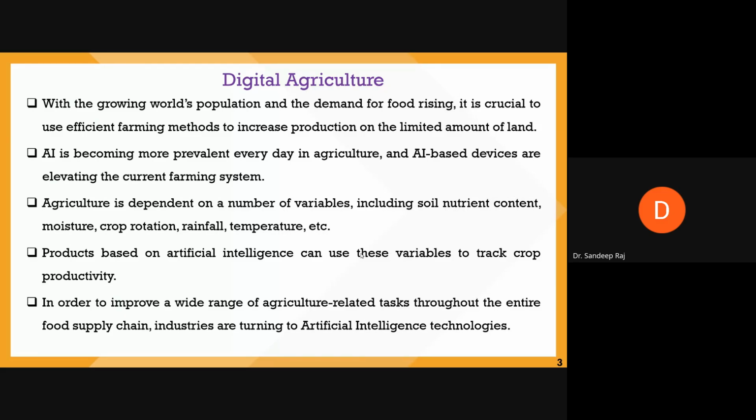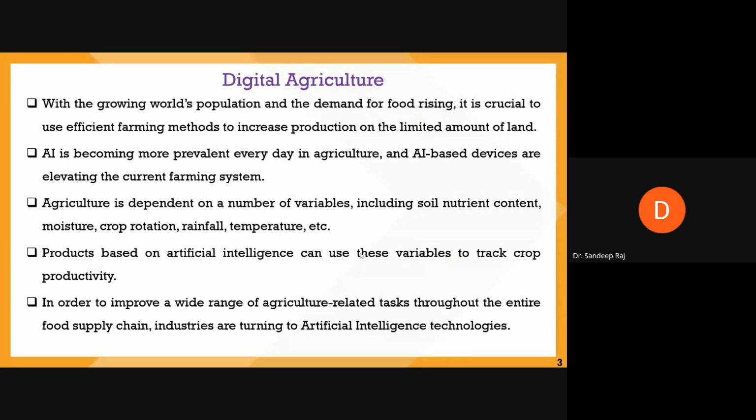At this stage, we are trying to develop the image processing part, the drones part, which is typically a concept of IoT, taking the pictures and storing them. We have prepared a database, and after preparing the database, we will apply some machine learning or deep learning techniques. Integrating all this, a new keyword is being generated in today's world: digital agriculture. With the growing world population and the rising demand for food, it is crucial to use efficient farming methods to increase production on the limited amount of land.